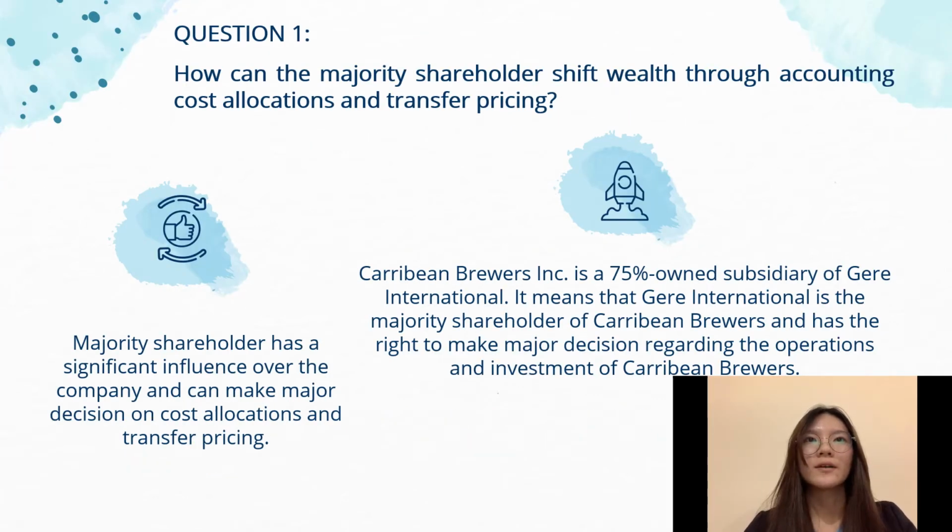Question 1. First, I include the meaning of accounting cost allocations in my answer. Next, justify how the majority shareholder shifts wealth through accounting cost allocations and transfer pricing. Then relate to the case. So, what is the meaning of accounting cost allocations and transfer pricing?